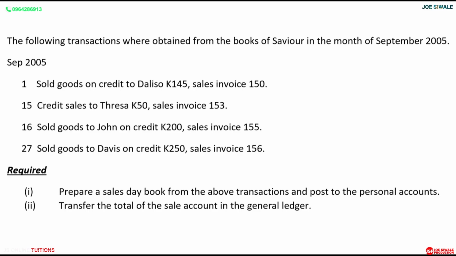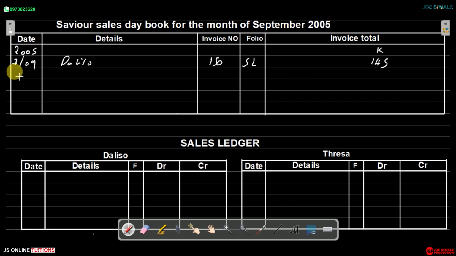Then the second transaction occurred on the 15th: credit sales to Triza amounting to 50 kwacha, sales invoice 153. So I'll say 15th of September there. In the details column, we're going to say Triza. The invoice number is 153. Then it's going to the sales ledger there. The amount is 50 kwacha.